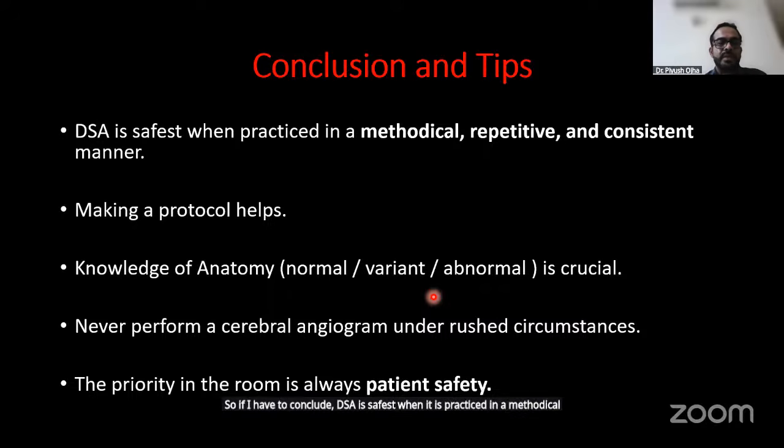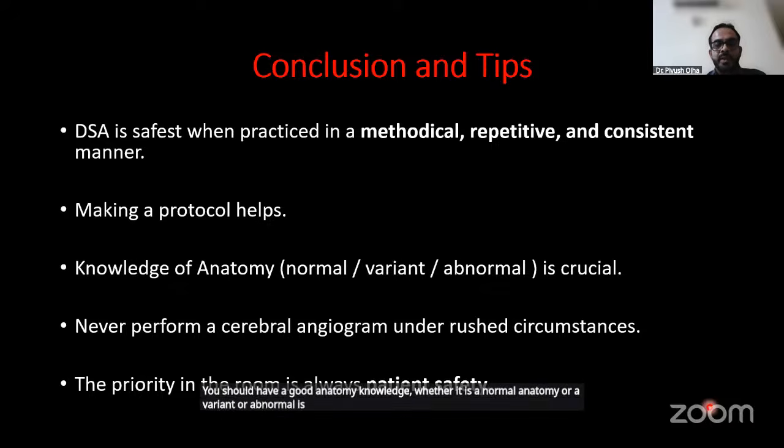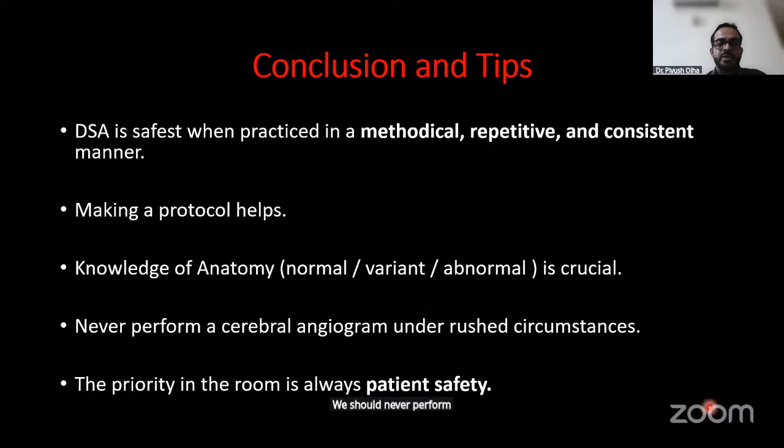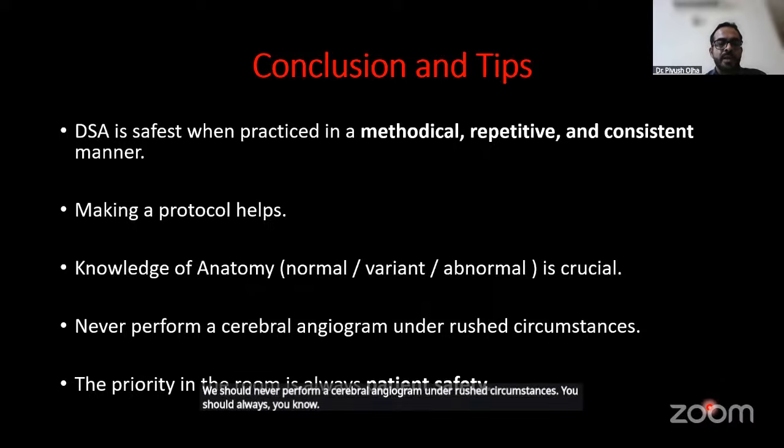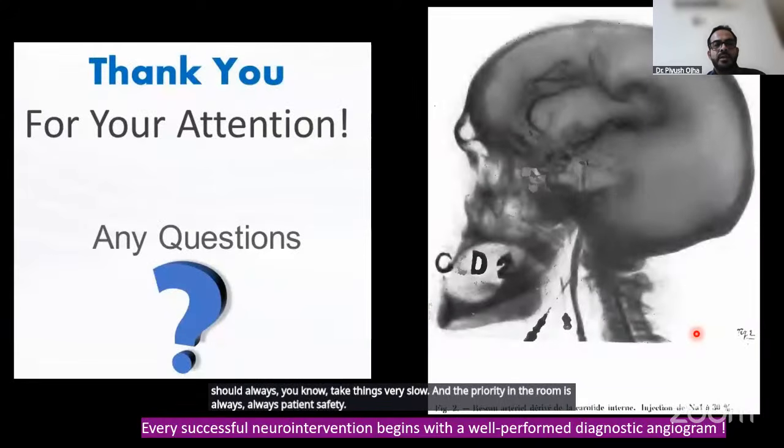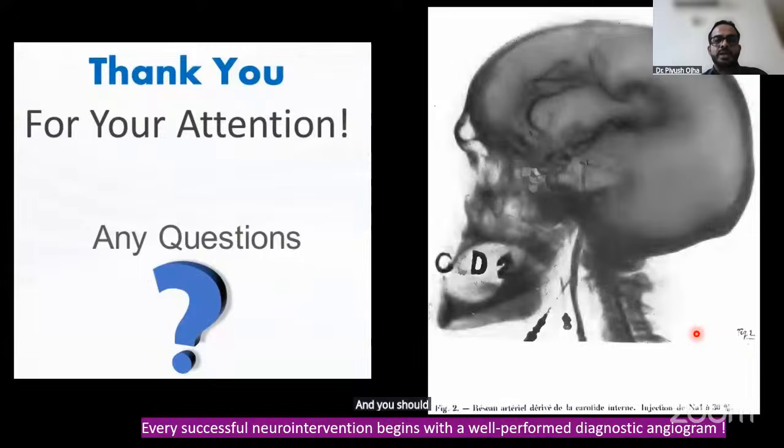So if I have to conclude, DSA is safest when it is practiced in a methodical, repetitive, and consistent manner. Making a protocol always helps. You should have good anatomy knowledge, whether it is normal anatomy, a variant, or abnormal, which is crucial. You should never perform a cerebral angiogram under rushed circumstances. You should always take things very slow. The priority in the room is always patient safety. And you should never hesitate to give a call to your seniors and ask whenever in doubt.